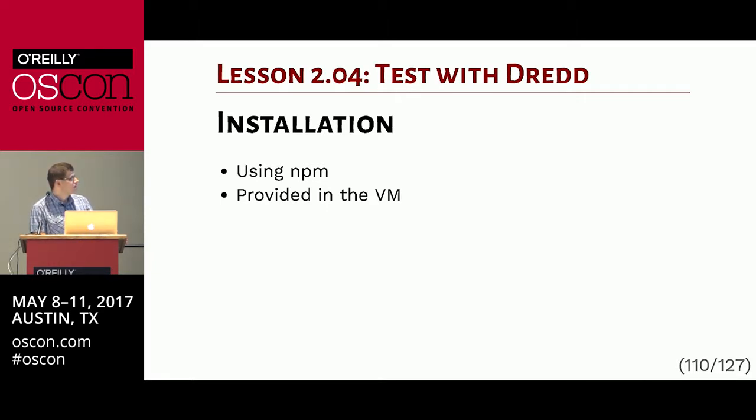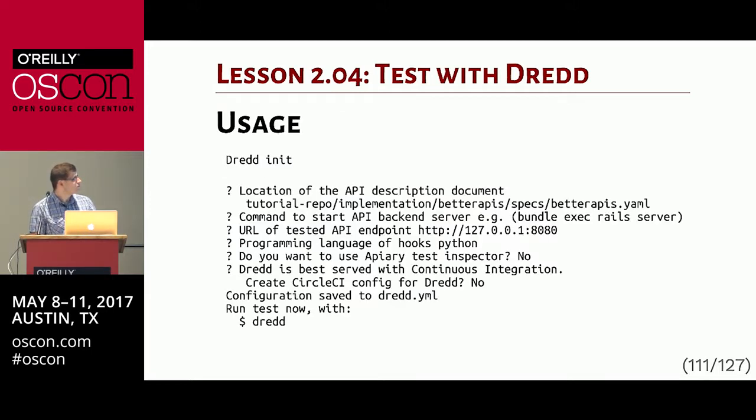It's already installed in your VM, but you can install it locally using npm. The first thing you would need to do is initialize Dredd. You would run the Dredd init command. It would ask you where the location of your API description is, and you would point it to your YAML file. Then it's going to ask you if there is a command to start the backend server, and you can just leave it blank.